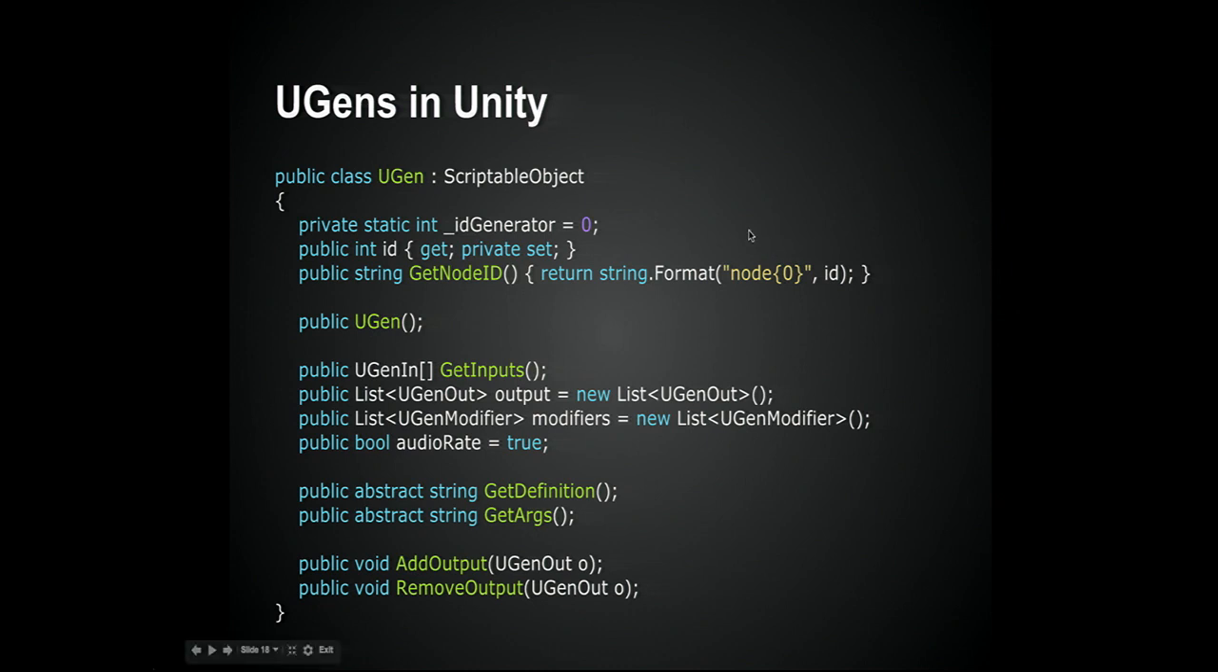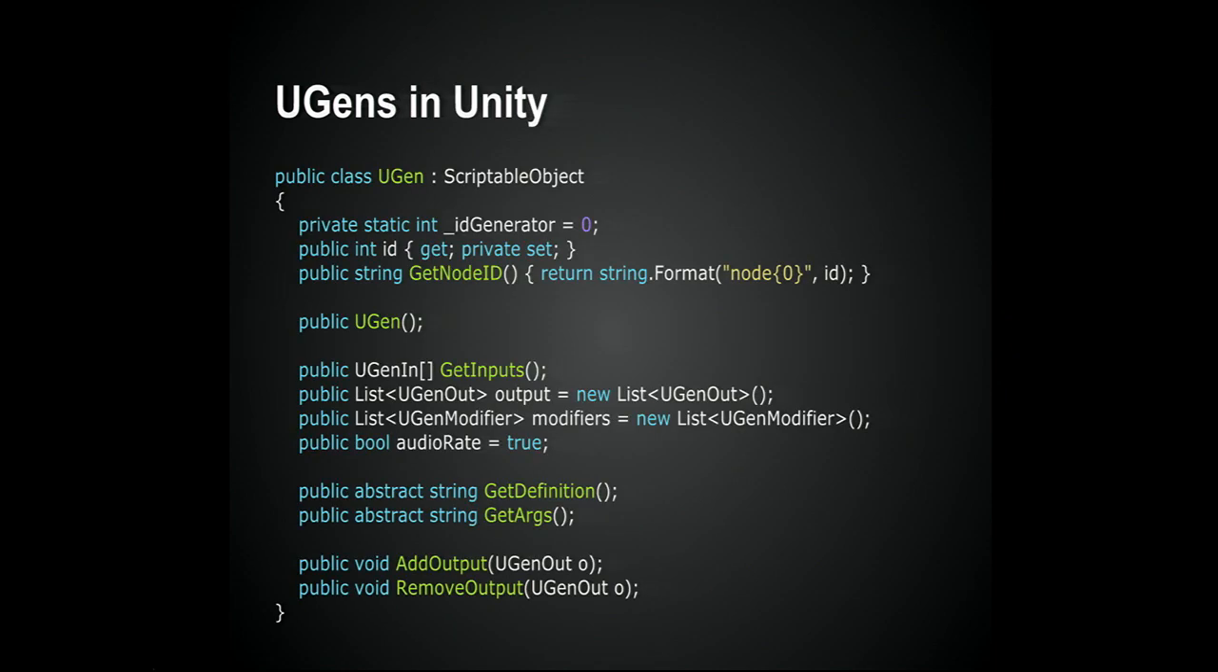This is the unit generator representation inside of Unity. It's actually more legible than I thought it would be. Unit generators have an ID, so every one that you make is unique. There's a list of outputs, so that a unit generator can output a signal to all sorts of different nodes. It has some modifiers. There's a flag for audio rate versus control rate. And then there are two methods that every unit generator needs to implement, and that's getDefinition and getArgs.